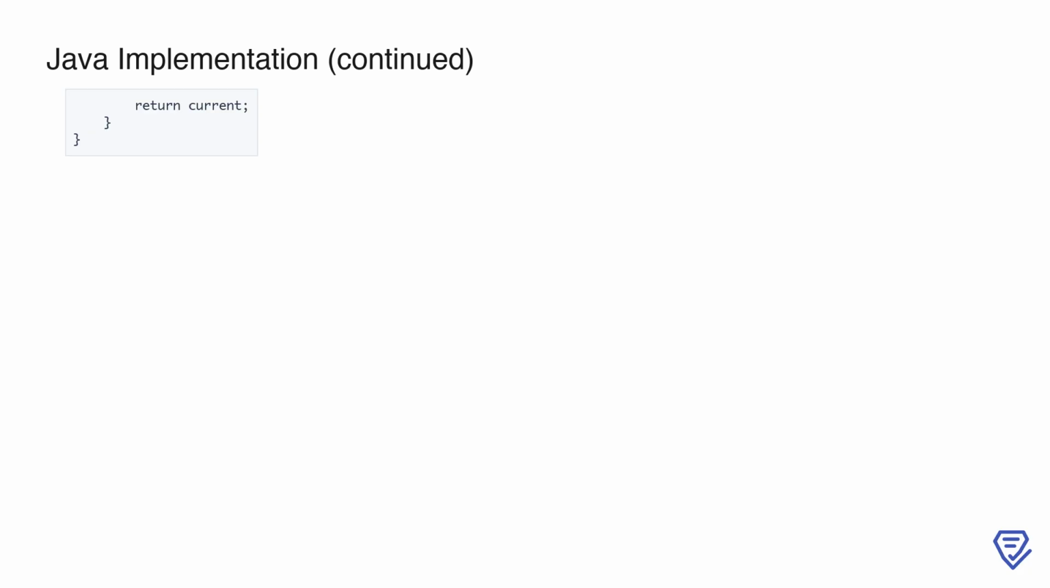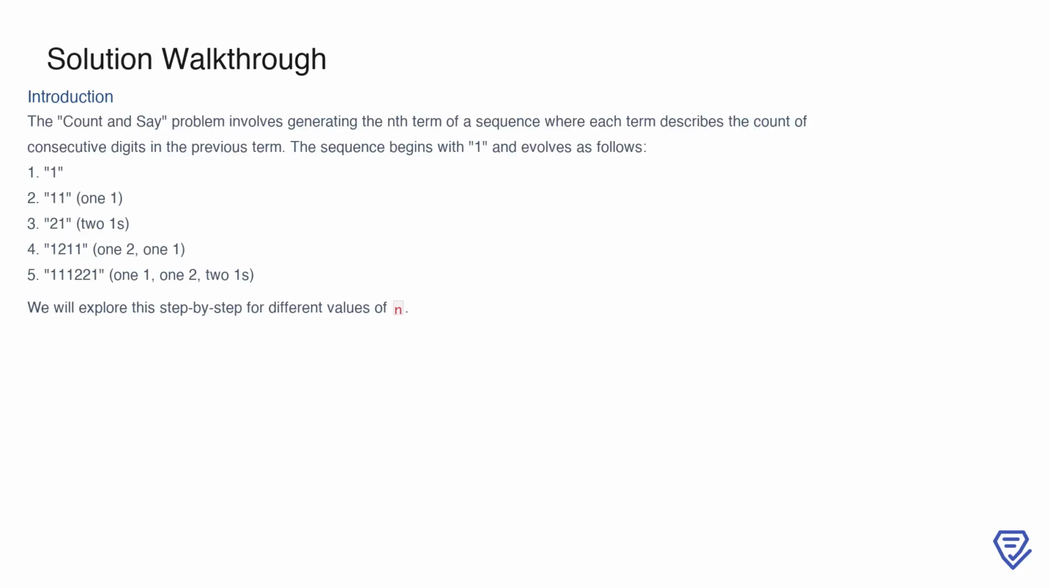The count and say problem revolves around generating a sequence where each term describes the count of consecutive digits in the previous term. The sequence starts with 1, and each subsequent term builds on the previous one. For example, the first term is simply 1. The second term, 11, represents one 1 from the previous term. For the third term, 21, this means two ones based on the second term.